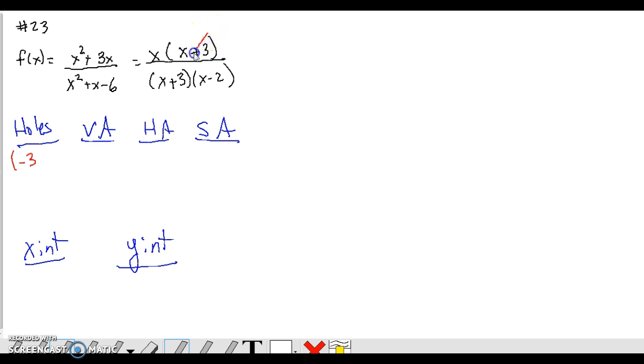So what I want to do is I want to take that away and make a new equation. So this will just be x over x minus 2. So what we want to do is plug in everywhere you see an x, a -3. So -3 minus 2 gives you -3 over -5. So we have a hole at 3/5. Okay, so again, it doesn't exist at that point.